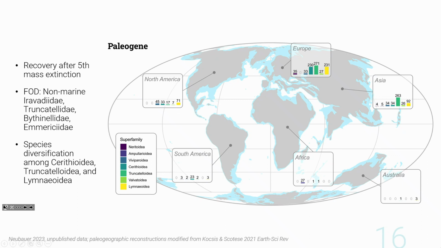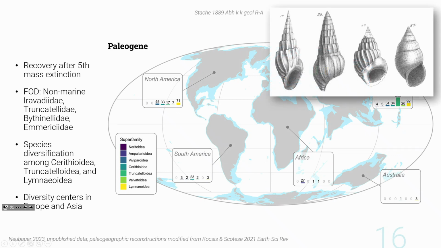And we have diversification in certain groups, so especially the melanopsids in these Ceratoidea, they pick up. We have a lot of truncatelloids, like the Hydrobiida, picking up, and limnates getting more and more diverse. And these are still today important players. So we have diversity centers, but we have no outstanding hotspots, let's say. But overall, we have a better fossil record, building up to what's coming next.